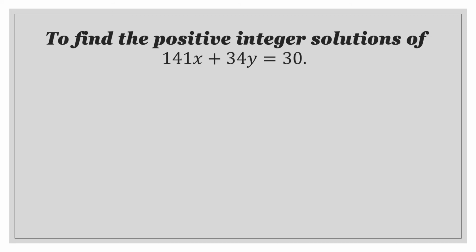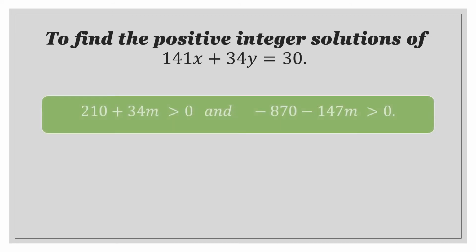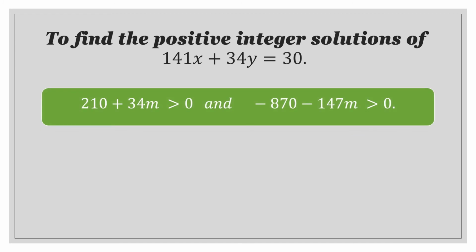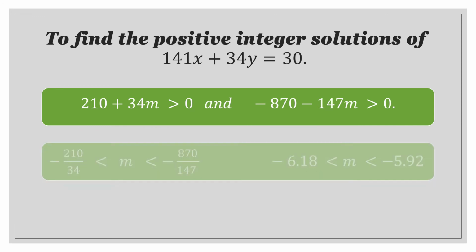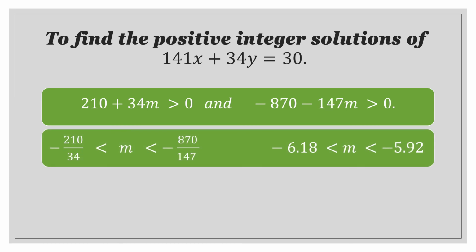To find the positive integer solution for this equation, both the x value and the y value must be positive. So if both are positive, I get this inequality: m lies between negative 210 by 34 and negative 870 by 141, that is, m lies between negative 6.18 and negative 5.92. Since m is an integer, m must be a whole number. In this case, m will be negative 6.